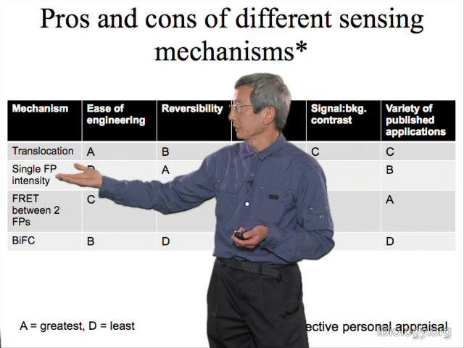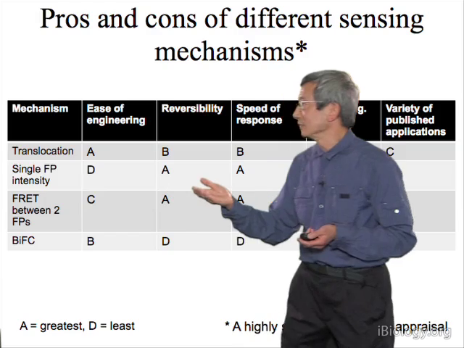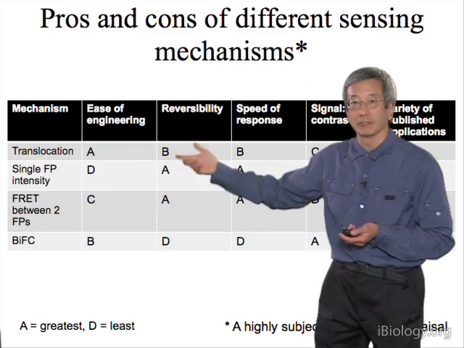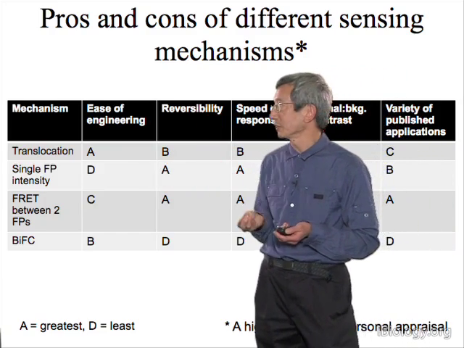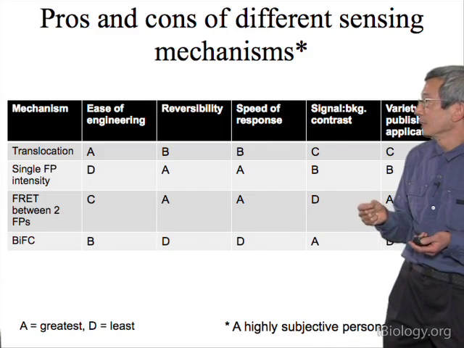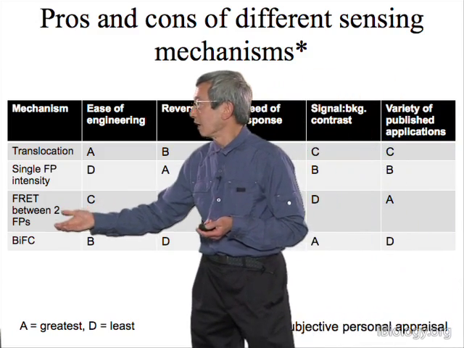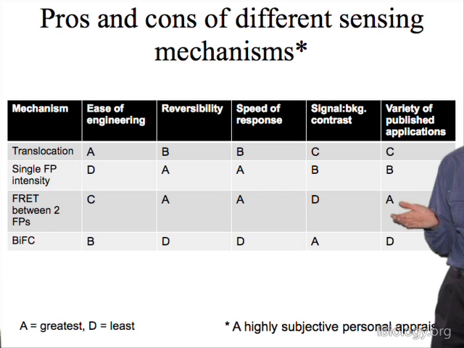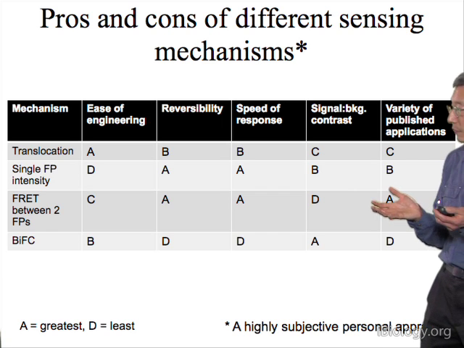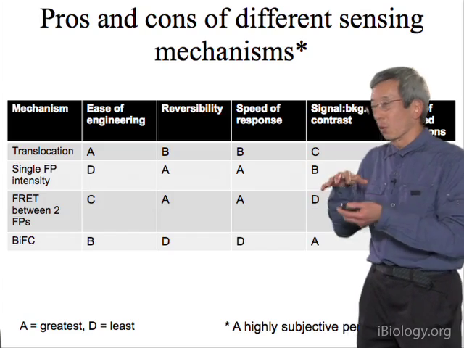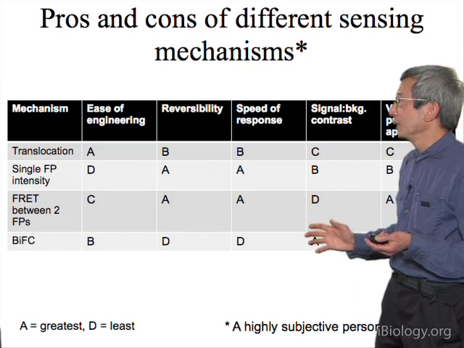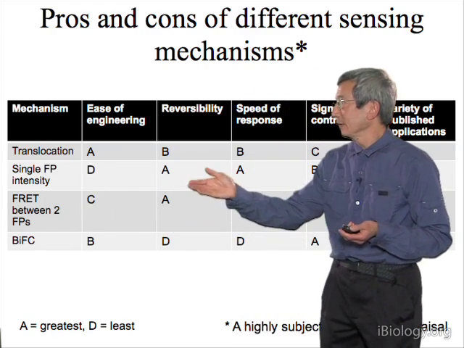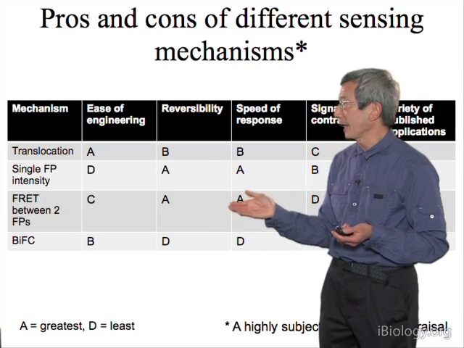The single fluorescent protein intensity is nicely reversible and very fast. It takes quite a bit of engineering. It's a little tricky to build all of this into a single fluorescent protein. The FRET indicators are the most widely used because so many things will change the relative proximity or orientation of a pair of proteins. They take a fair amount of engineering as well. And both the single and double fluorescent protein sensors are highly reversible.